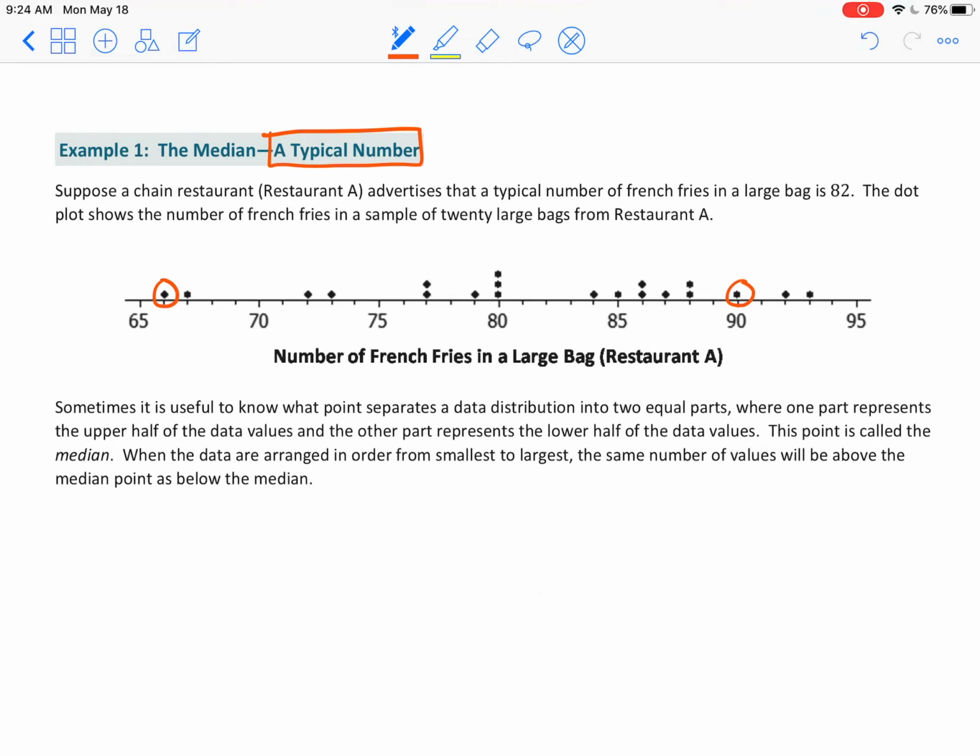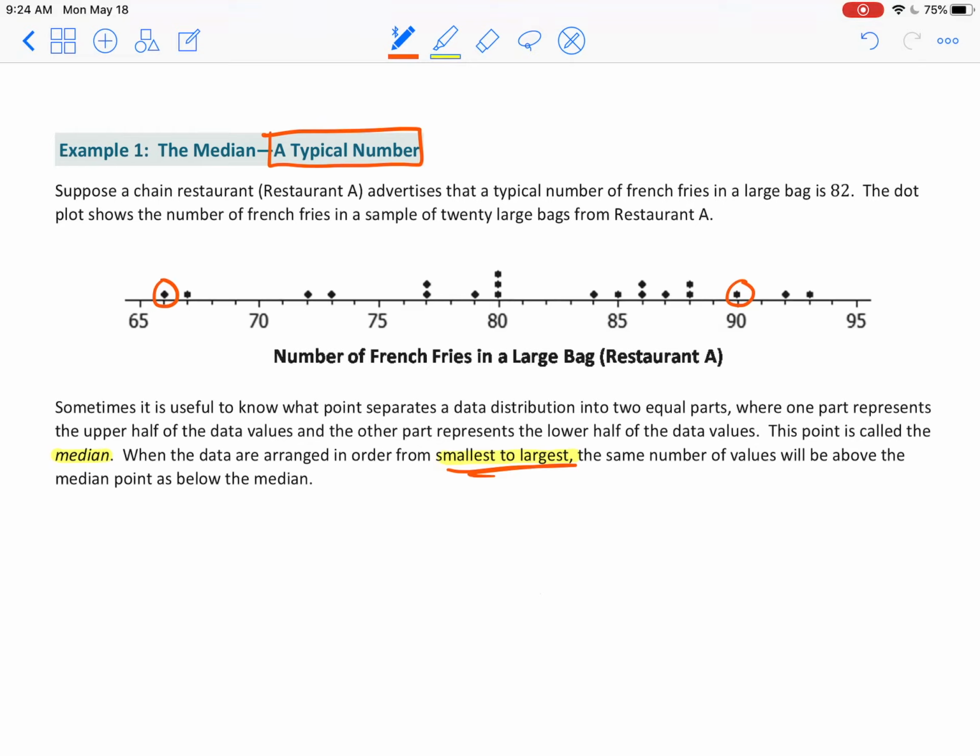Well, sometimes it's useful to know what point separates a data distribution into two equal parts. That means where one part represents the upper half of the data values and the other part represents the lower half of the data values. This point is called the median. So the median separates the data into two halves. When data is arranged in order from smallest to largest, the same number of values will be above the median point as below the median.